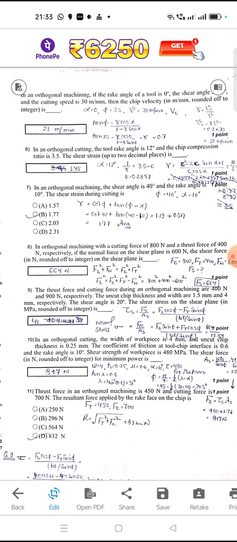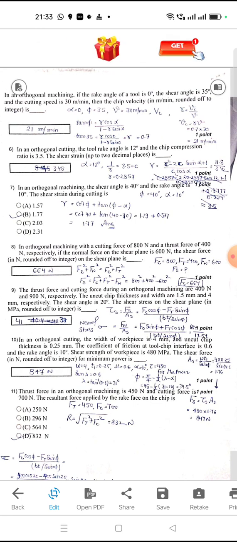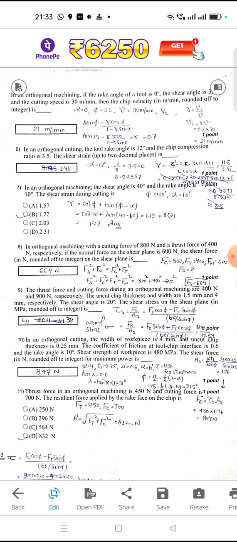Now come to the next question. For the next question, the rake angle is given. Shear angle is 35 degree. Alpha is given. Phi is given. Cutting speed is 30 meter per minute, and the chip velocity we have to find. So first we have to calculate R, chip thickness ratio. So by the formula we will get 0.7. Then R is equal to Vc upon V, which is a chip thickness ratio. So velocity of chip upon cutting speed. So here we will get chip velocity 21 meter per minute.